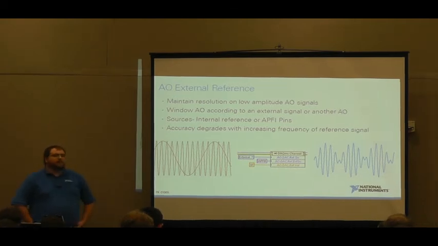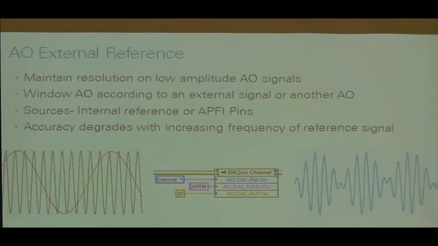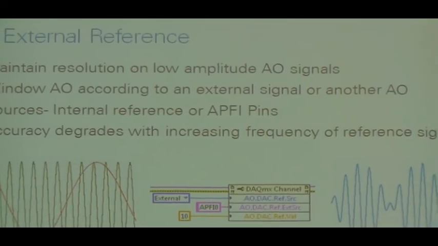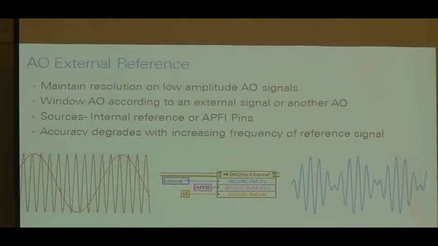No one said it had to be a DC signal, right? If I use a reference that's changing, I can actually window my AO or modulate my AO. Yes, sir? I didn't understand how bringing referencing in helps you when you've got a very small signal.